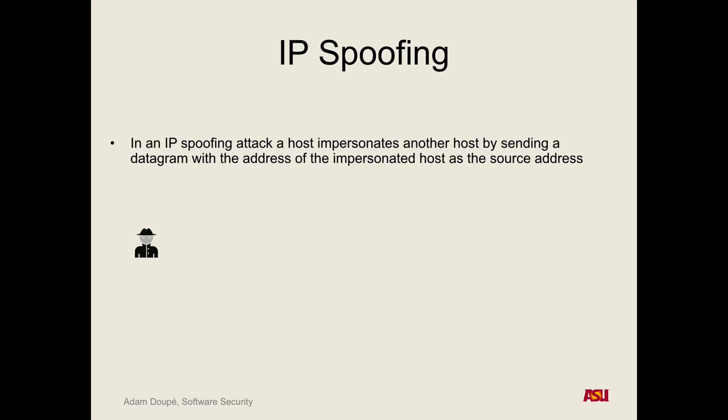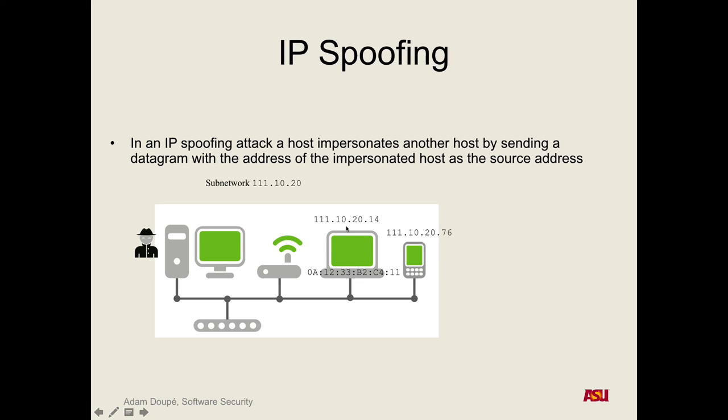So the idea is we want to send a packet as if with the source IP of somebody else. So we want to make it seem like a packet came from somebody else. So we're on a subnet of 11.10.20. We have our nice network. We have 11.10.20.14, and we have a mobile phone, 11.10.20.76, and we're at 11.10.20.121. And so the idea is we want to send a packet as if it was coming from 11.10.20.76 to 11.10.20.14. Right? So we want to do this.